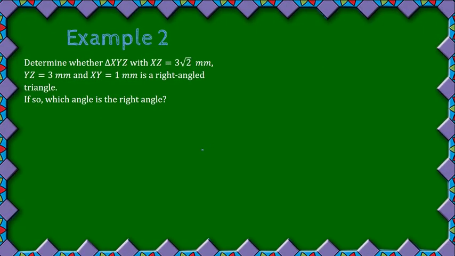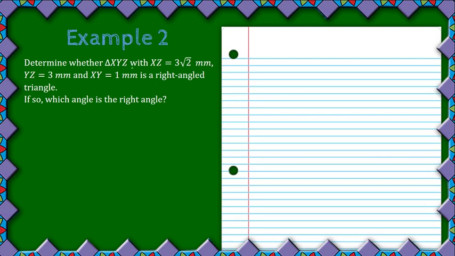Example 2. Determine whether triangle XYZ, with XZ equal to 3 square root of 2 millimeters, YZ equal to 3 millimeters and XY equal to 1 millimeter, is a right-angled triangle. If so, which angle is the right angle? So first of all, let's identify the longest side. The longest side is XZ. So drawing the triangle, we place 3 square root of 2 as the hypotenuse.